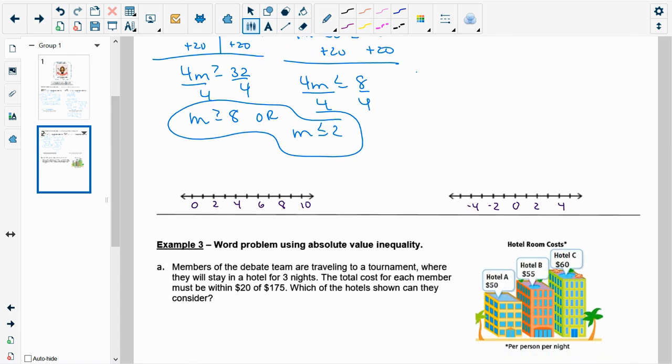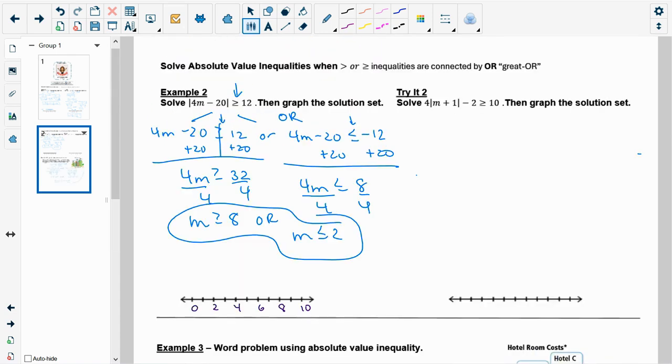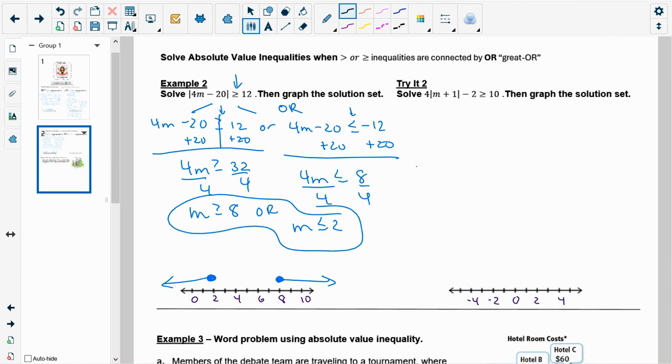And now I'm going to graph it. So I have m is greater than or equal to 8. So that's a closed circle. And those values are to the right. Or m is less than or equal to 2. So again, closed circle above 2. And that arrow goes to the left. All right, let's take another look at a different problem.